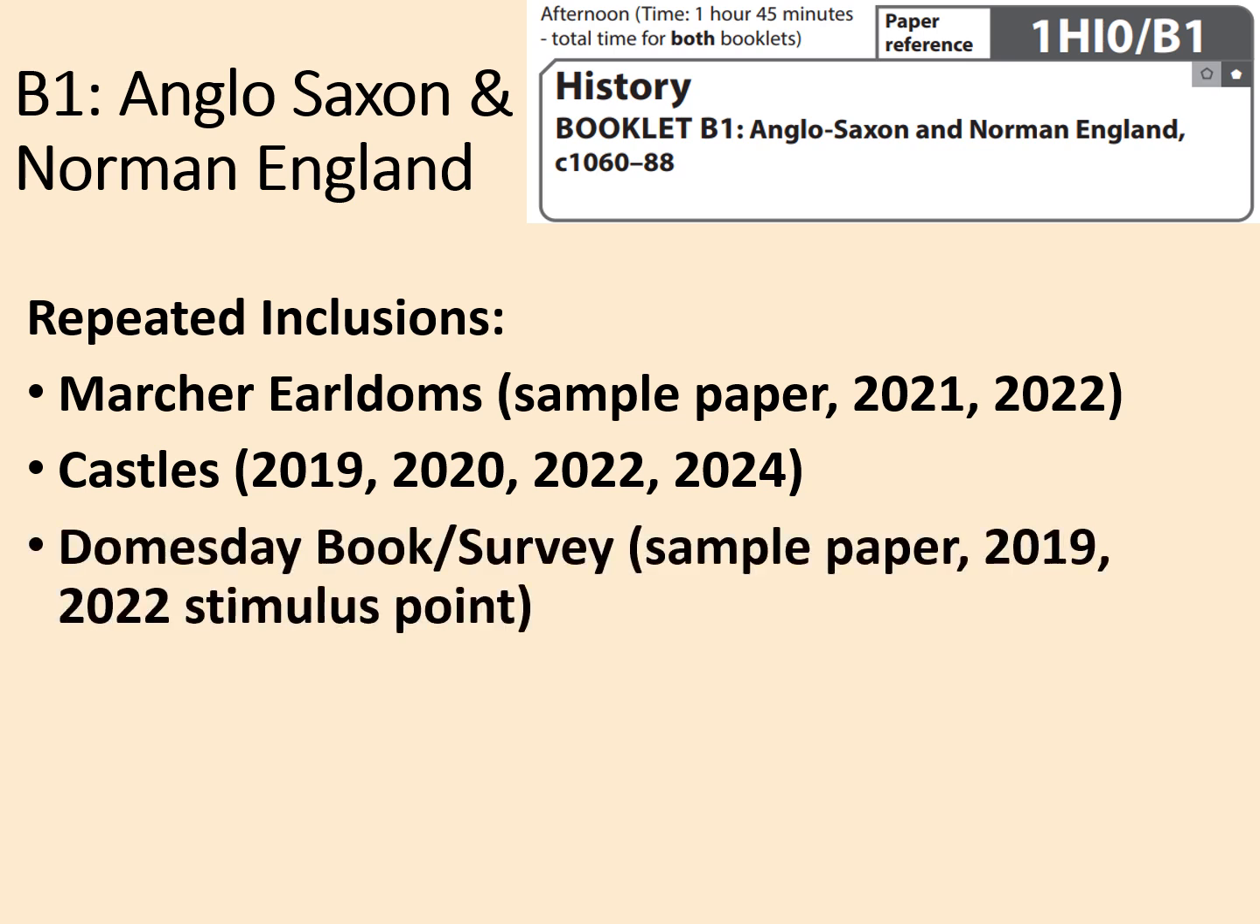Domesday Book is a really big topic and it's a big part of control and the later part of William's reign. It's appeared in the sample paper 2019 and it was a stimulus point in 2022. However, again, just like the Marcher Earldoms, this is the sort of thing that's quite big and it has been a little while, even though it's been mentioned quite a few times.